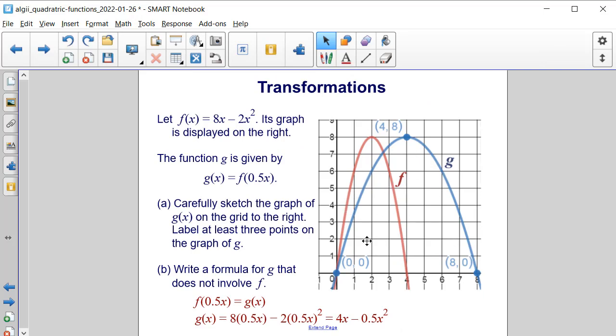And this slide right here verifies the solutions that we found. We found that the graph of g is a parabola that was horizontally stretched by a factor of 2, and g of x, the function for it, is equal to 4x minus 1/2 x squared.